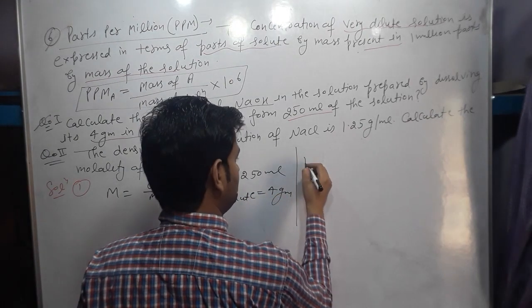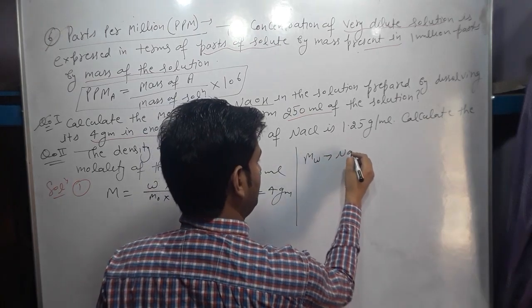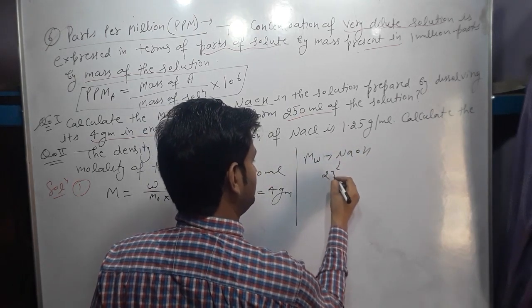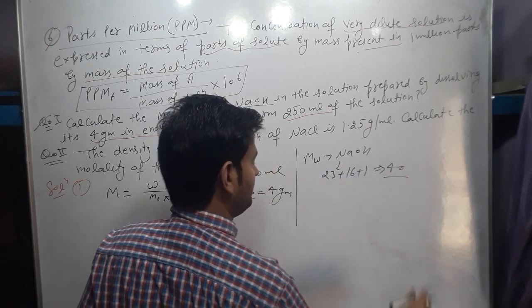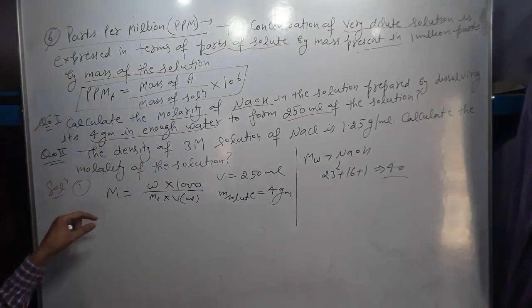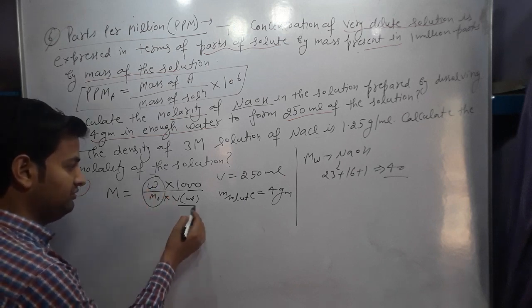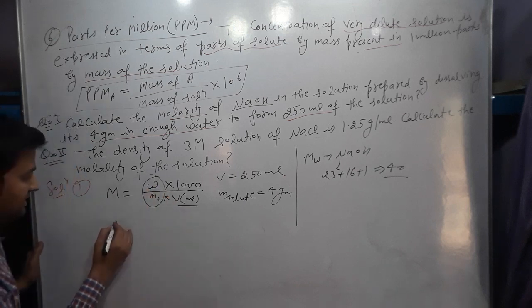So we can calculate the molar mass of solute. This is NaOH. Mass of Na is 23, oxygen is 16, hydrogen is 1. It comes out to be 40. For the molarity, we have to calculate mass by molar mass, and volume is given here, so we can calculate easily.